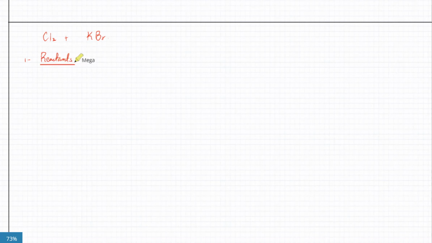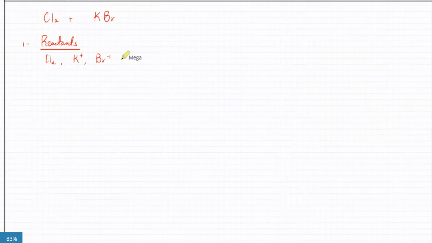Remember that Cl2 is a molecule, so don't break it up into ions. KBr is an ionic compound, so it's K+1 and Br -1. The next step was you write down all the electrode reactions, whichever ones that are given. So we're going to do that.